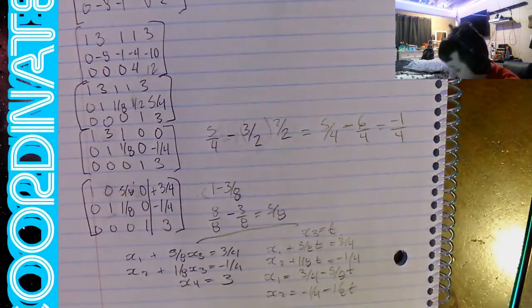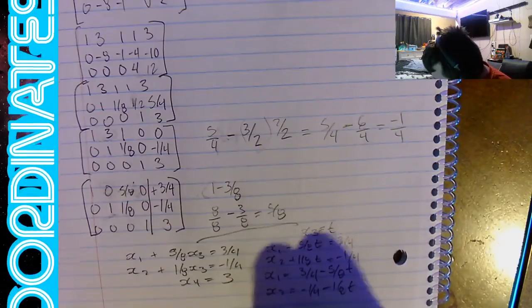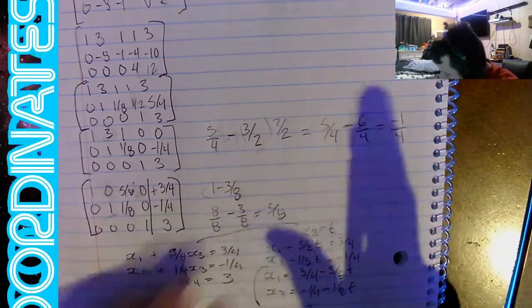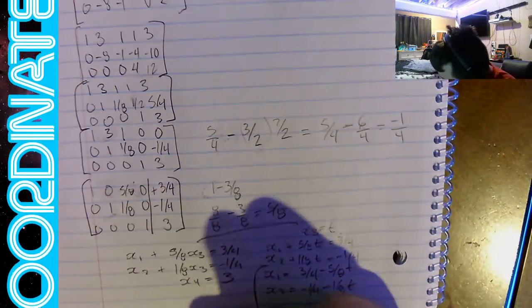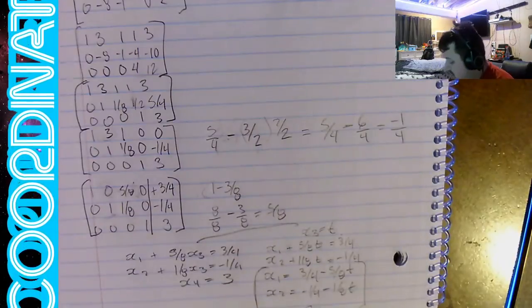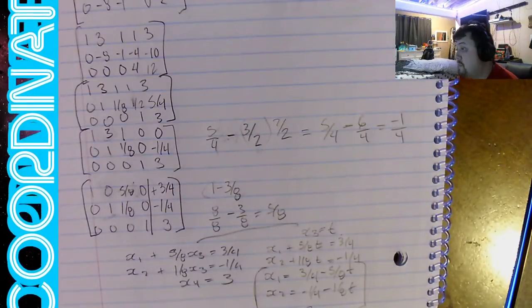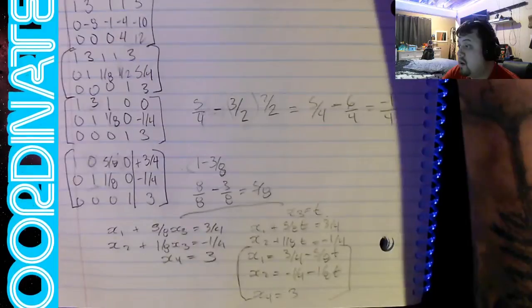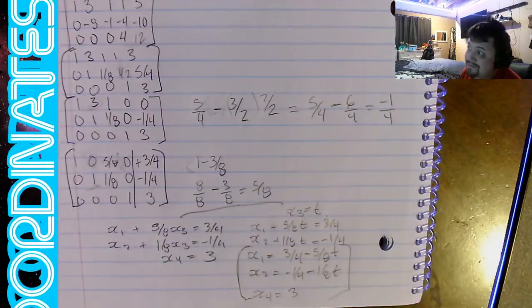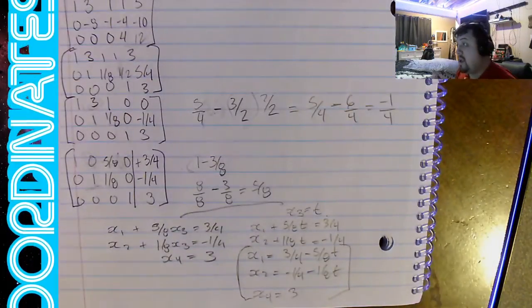Bam! Those are our solutions right there, and x4 is still 3. So here are our solutions for this. What this says is that there's an infinite amount of solutions for x1 and x2, but x4 will always equal 3. And yeah, that's 6 for you.